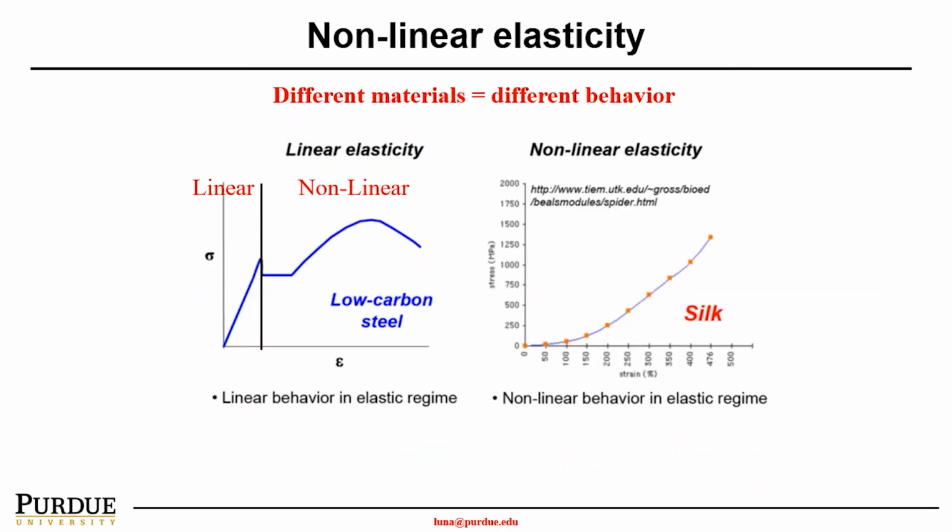Now I would like to bring your attention to one behavior called nonlinear elasticity. In this case, we can expect different materials to have different behavior. So their stress-strain curves will look very different. For instance, on the left, as we can see, the low carbon steel has very typical linear behavior in the small strain area. And then going into the plastic behavior, as you can see, it reaches the ultimate stress, and then will reach fracture.